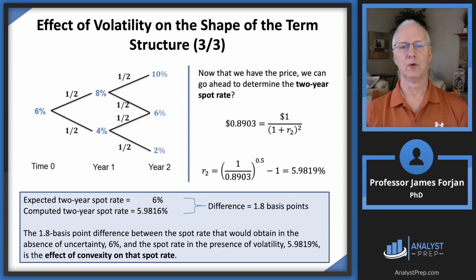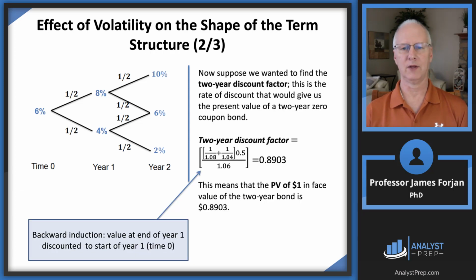What we can do using the relationship between and among prices and rates is figure out what that 2-year spot rate is. And so let's just take that 89.03 and solve for, notice I have there on the right in the denominator R sub 2. That's going to be the 2-year spot rate. So if you do a little bit of mathematics, you get 5.981. And so you should be thinking, wait a minute, what did we just do back here?